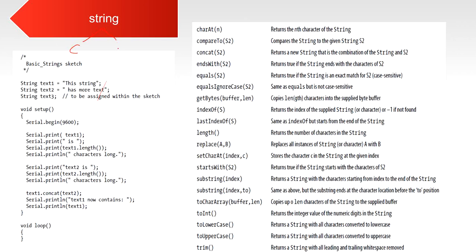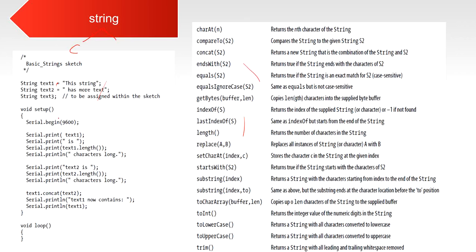Because once we define the variable as a string, we can call this type of function. If text1 is our string, and we define it as a string, then we can call this particular function by simply putting the dot notation and then calling the function. So this is basically based on object oriented programming.